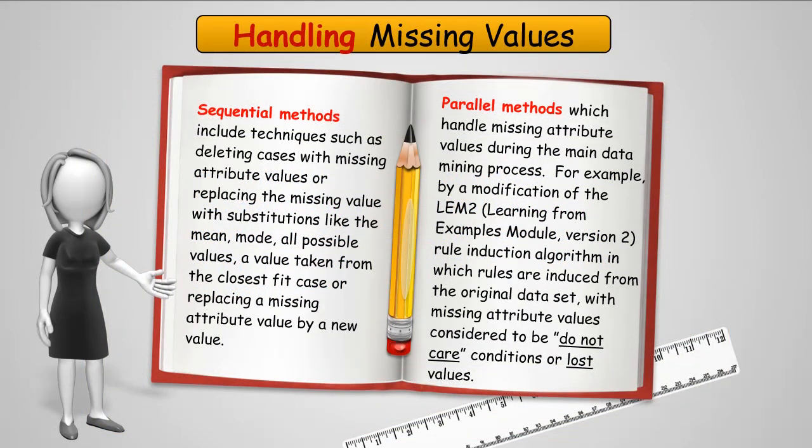Now, handling missing values we talked about in the transformation section as well. We can replace them with substitutes like the mean, median, mode, or we can take the closest fit based on some algorithm, or we can just do parallel methods where we handle these missing values through the mining process. So in other words, we might say just don't consider rows with missing values. That falls into the do not care category.